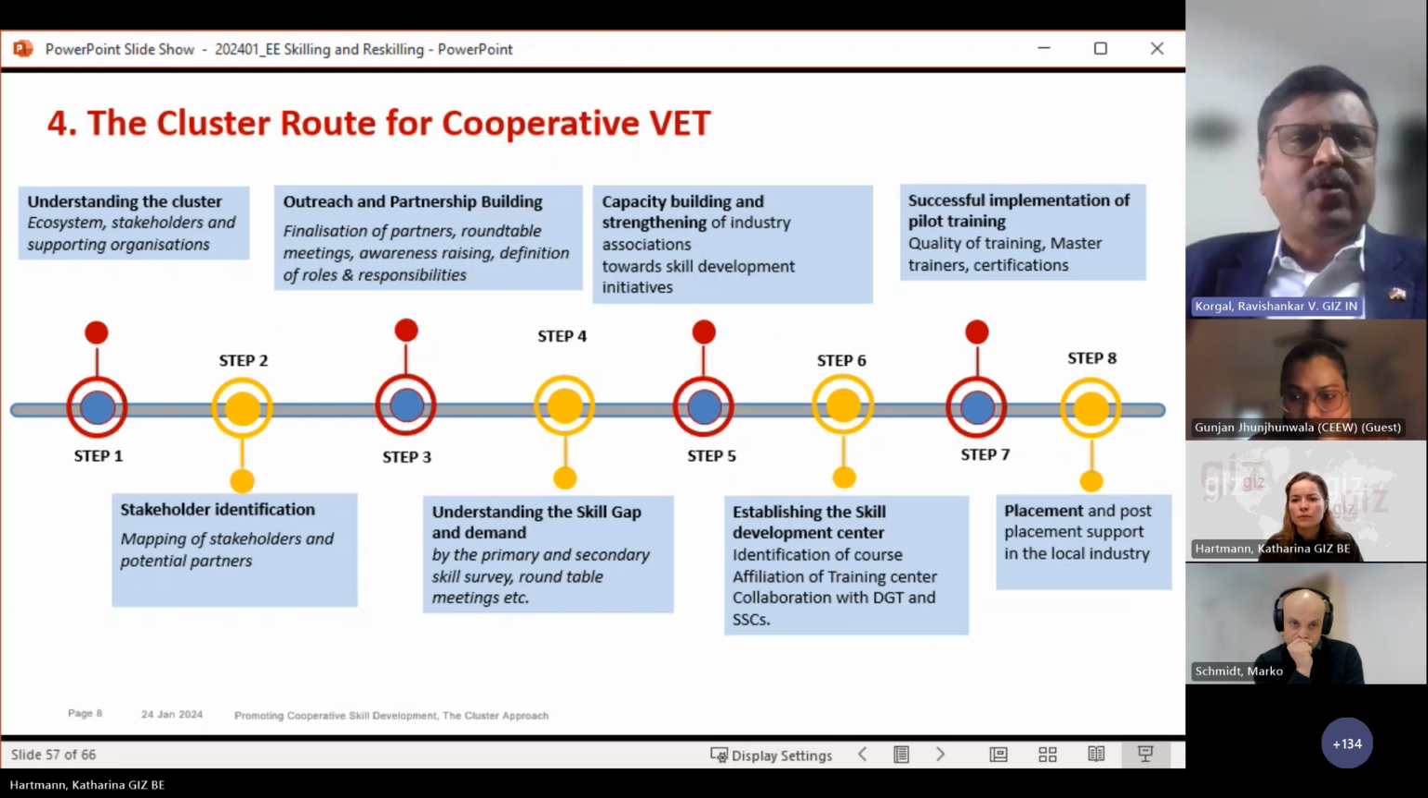Yeah, this is a very important slide. So actually, how we started these activities. This initiative was started in 2017. Initially it took some time for us to understand the cluster, ecosystem, stakeholders, and the supporting organizations who are really working and who are really interested to spend some valuable time with us to build this cooperativity model. So initially, we identified all those major partners, then we mapped them.